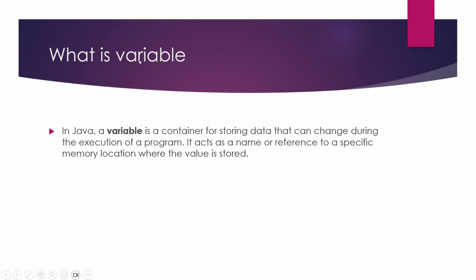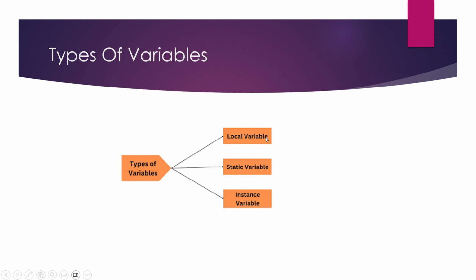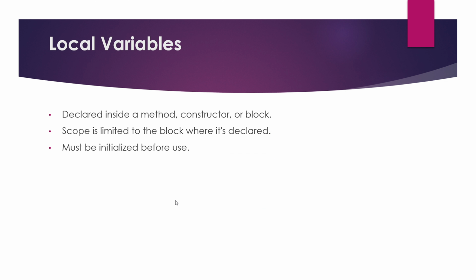So what is a variable? In Java, a variable is a container for storing data that can change during the execution of a program. It acts like a name or reference to a specific memory location where the value is stored. So there are three types of variables in Java: local variable, static variable and instance variable. So let's go through them one by one.